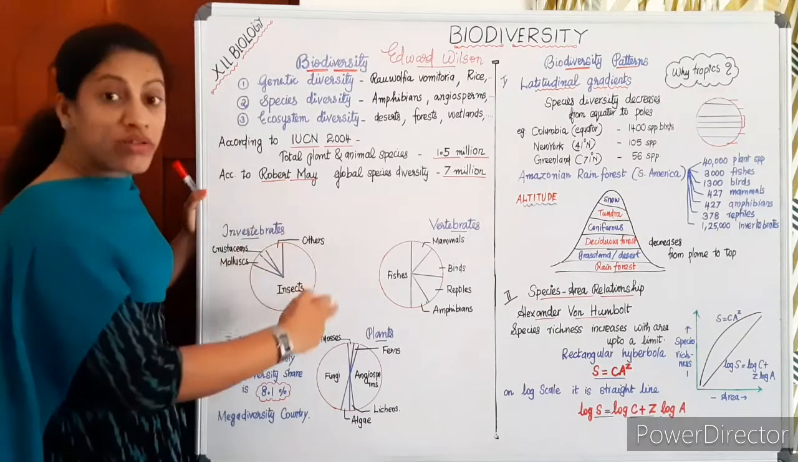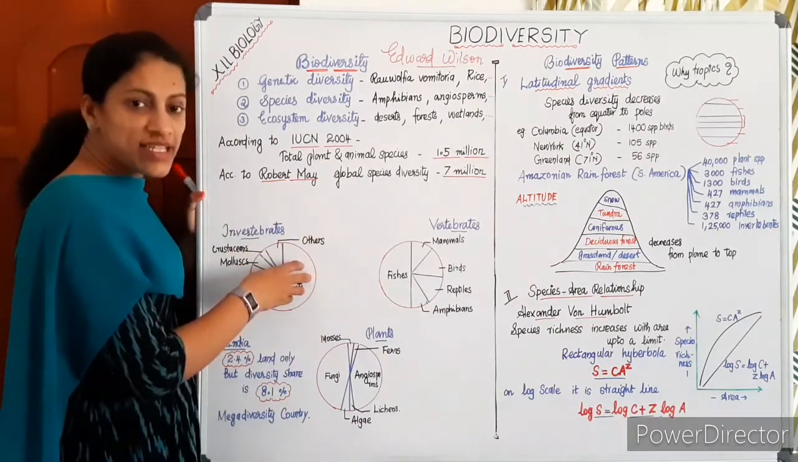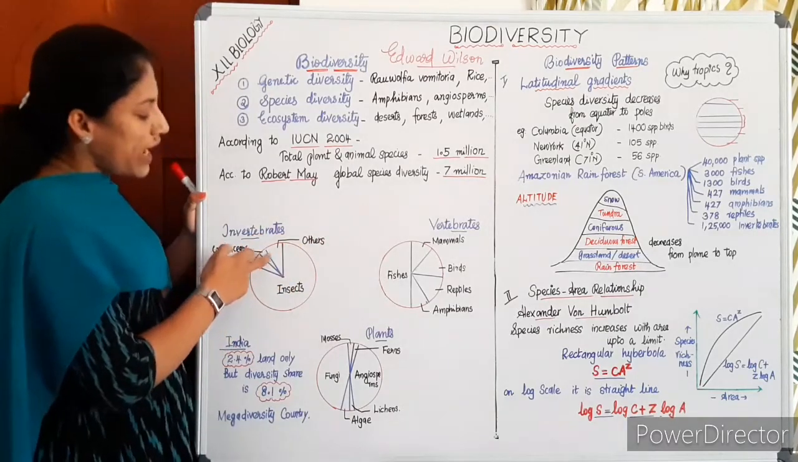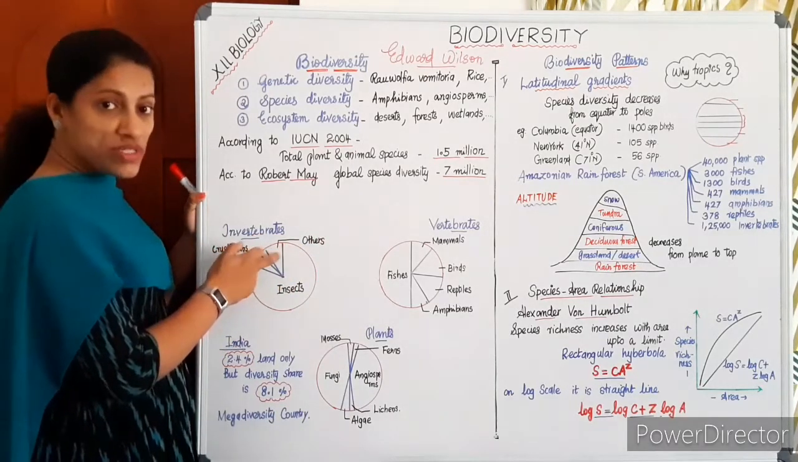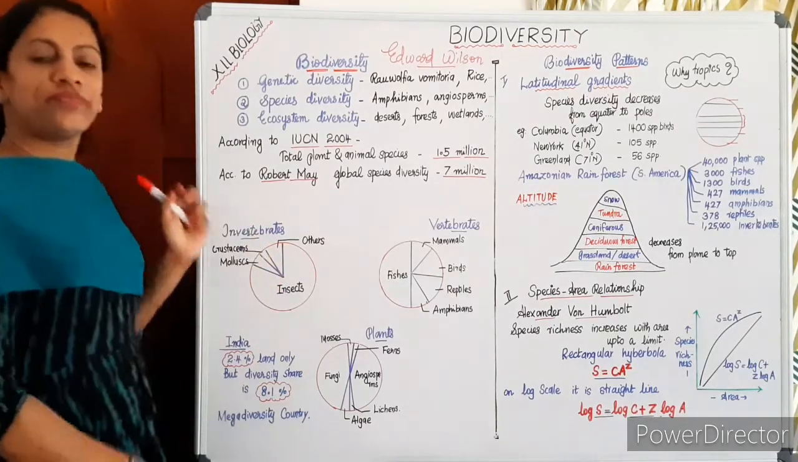And when we speak about the invertebrates, the largest group is insects, second largest mollusca, and all others together form this large group. Okay. Anyway, crustaceans are the next largest.